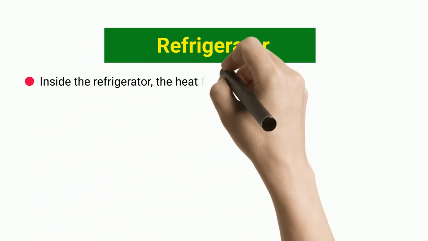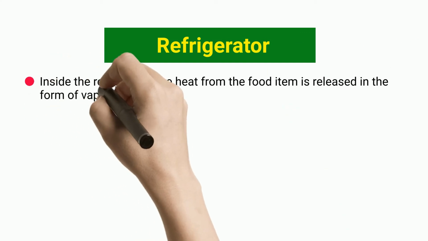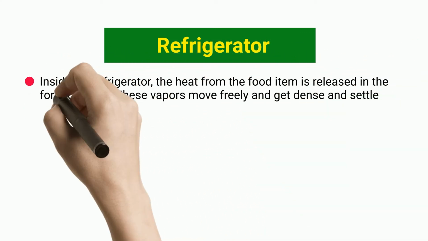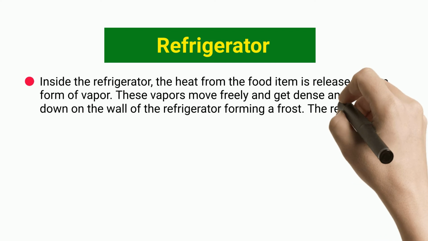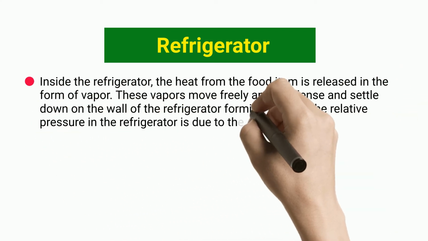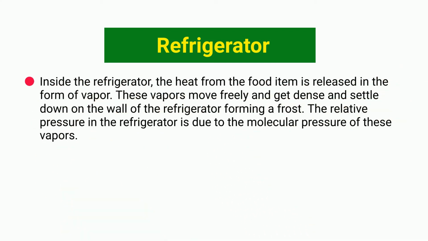Refrigerator. Inside the refrigerator, the heat from the food item is released in the form of vapor. These vapors move freely, get dense and settle down on the wall of the refrigerator, forming frost. The relative pressure in the refrigerator is due to the molecular pressure of these vapors.